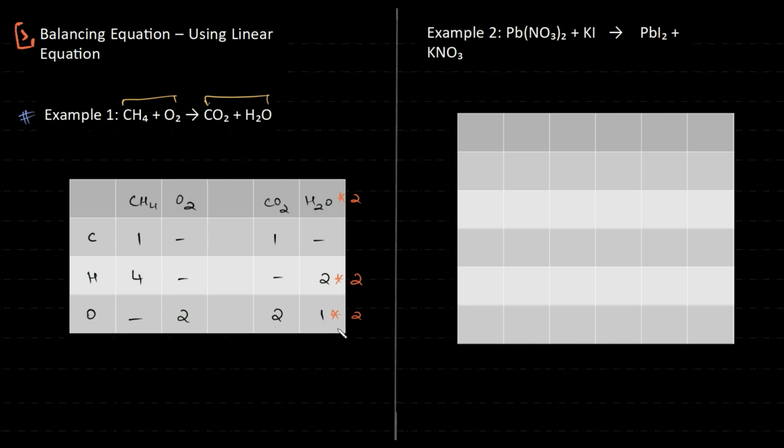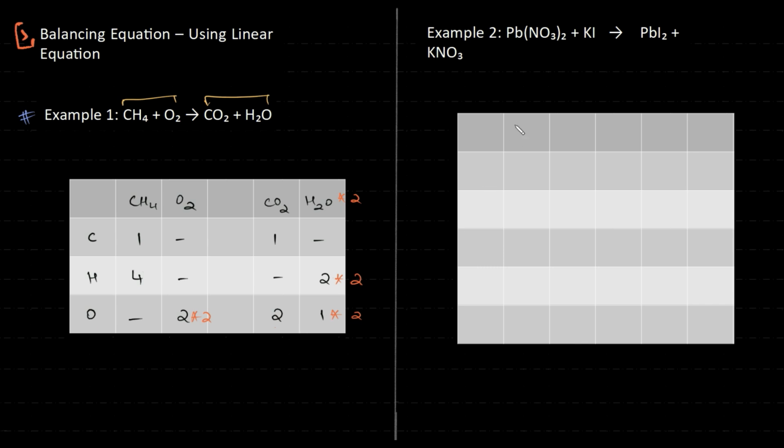So here 2 plus 2 is equal to what? 4. But here it is 2. The number of oxygen on the LHS is lesser than the RHS. So 2 plus 2 is 4, so I'm making this 4 again. And here nothing else gets affected. Let's see now: 1 and 1, 4 and 4, 4 and 2 plus 2, 4. It's balanced.